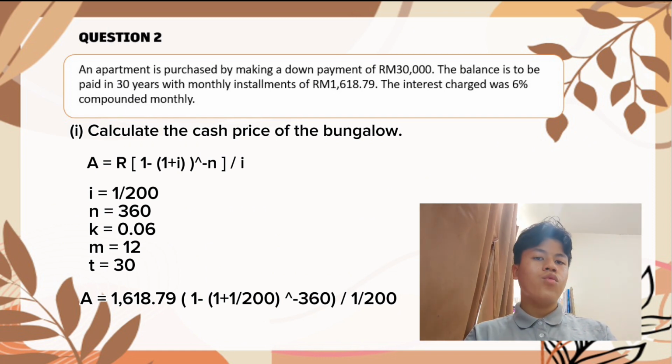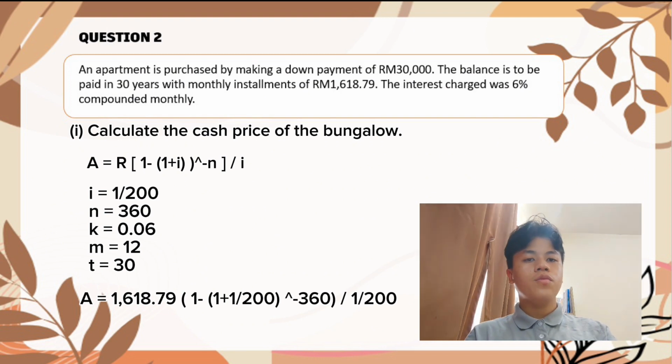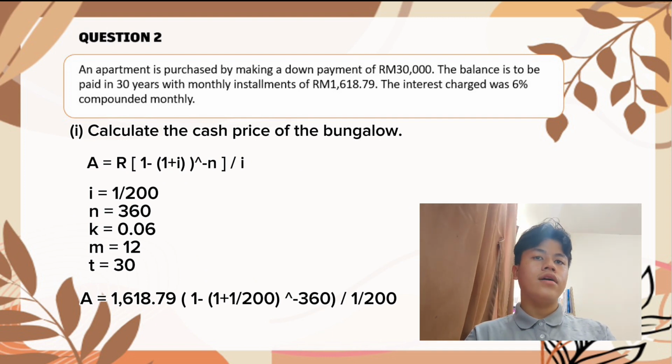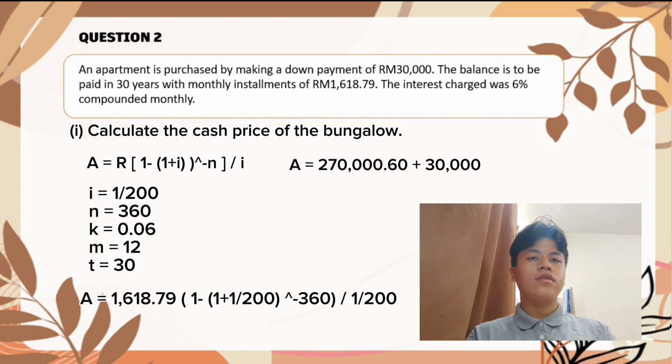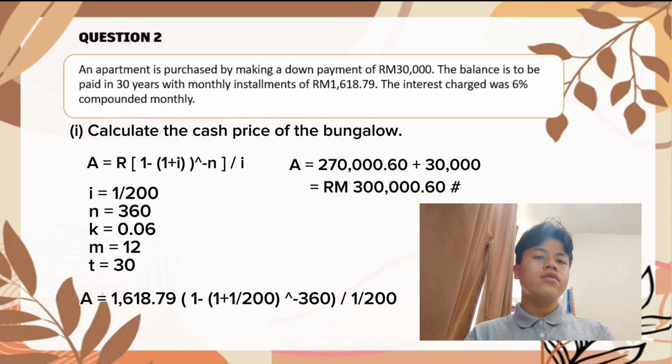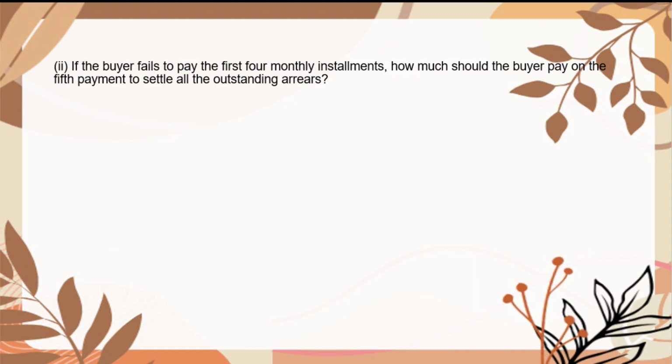It should be A equals 1618.79, in a bracket 1 minus, in a bracket again, 1 plus I. The I should be 1 over 200, close the bracket, and the power of n. So the n should be negative 360, over 1 over 200, which is the I. So close the bracket altogether, and you should get A equals 270,060 cents. But we are not done yet. We need to add the down payment which was given in the question, which is 30,000. So after we add 30,000, the final answer should be 300,060 cents.